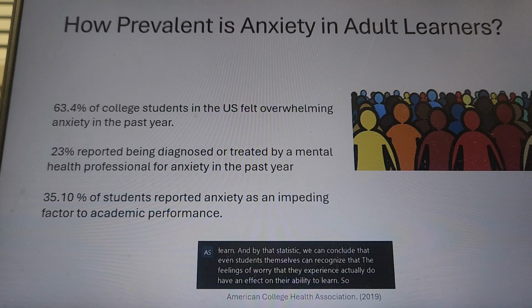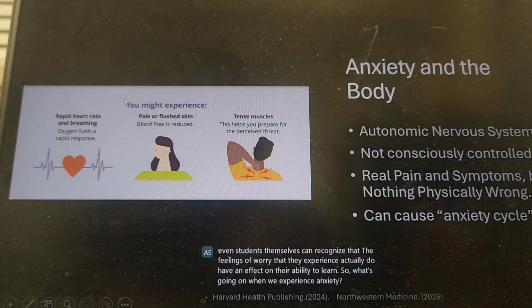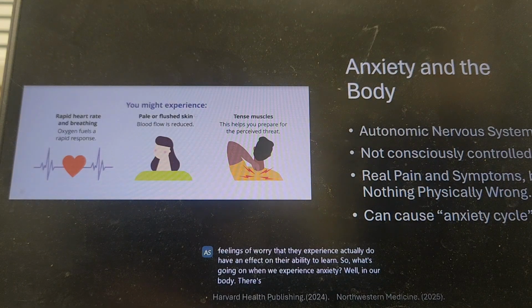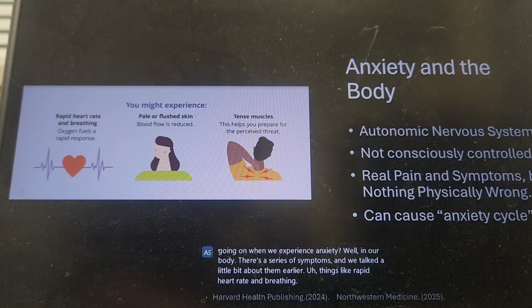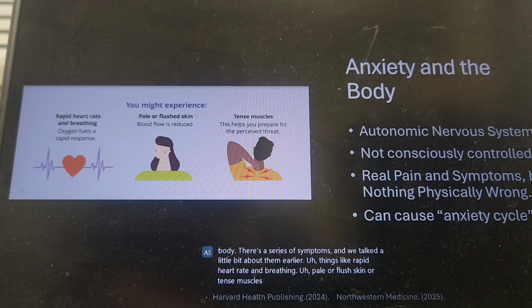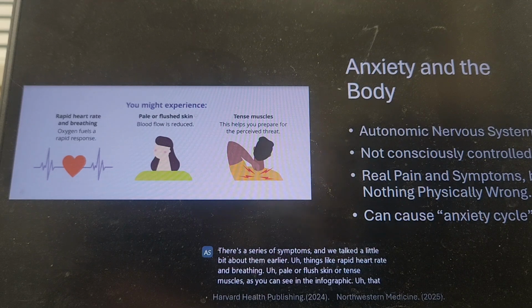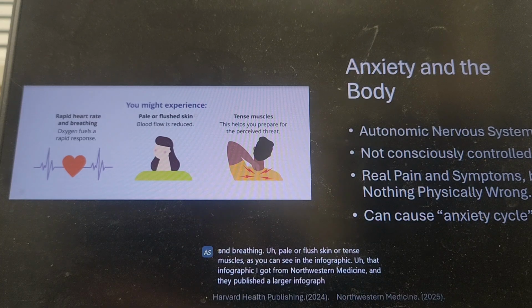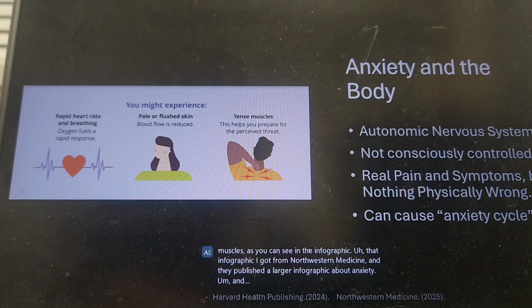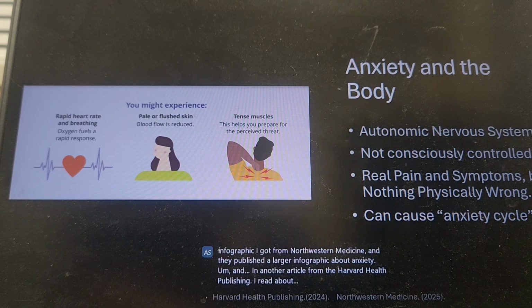So, what's going on when we experience anxiety? Well, in our body, there's a series of symptoms, and we talked a little bit about them earlier. Things like rapid heart rate and breathing, pale or flushed skin, or tense muscles, as you can see in the infographic. That infographic I got from Northwestern Medicine, and they published a larger infographic about anxiety. And in another article from the Harvard Health Publishing, I read about the autonomic nervous system.